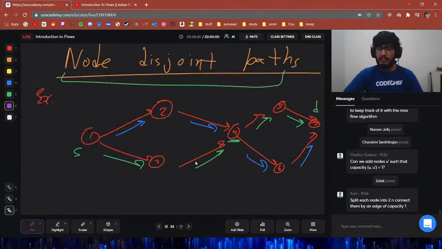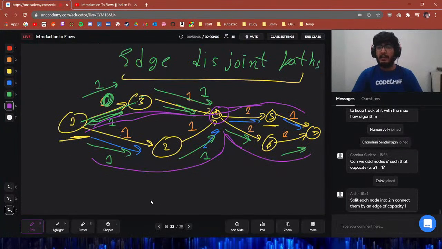So in the node disjoint paths, just give a thumbs up if you do understand this, Samarth, how to find the paths after we have completed the algorithm. We just have to look at the flows these edges are containing.